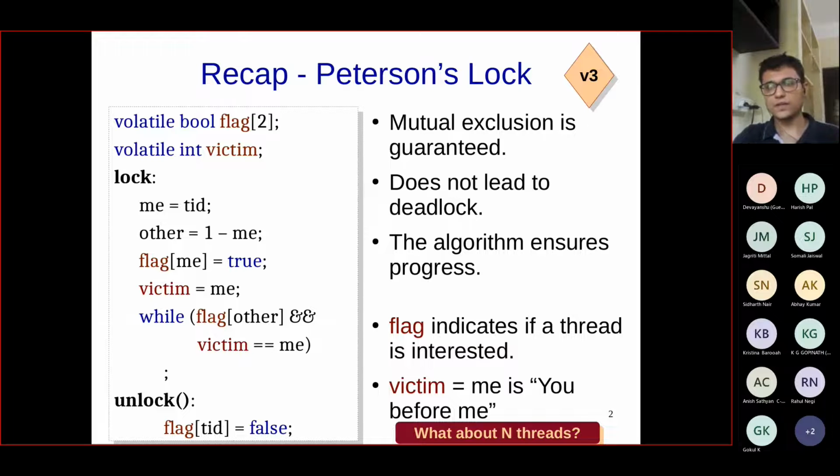Towards the end we left off with this slide. We saw this Peterson's lock, and if you remember, it is the perfect way of implementing mutual exclusion for two threads, because it guarantees mutual exclusion. It doesn't lead to deadlock, and it ensures progress. So all three requirements are met by Peterson's algorithm. And then at the end, we asked ourselves: what about n threads? Let's say we have more than two threads, then how can we implement mutual exclusion for n threads? We'll be seeing this today.